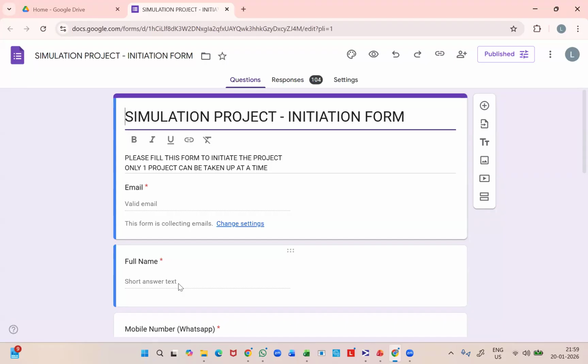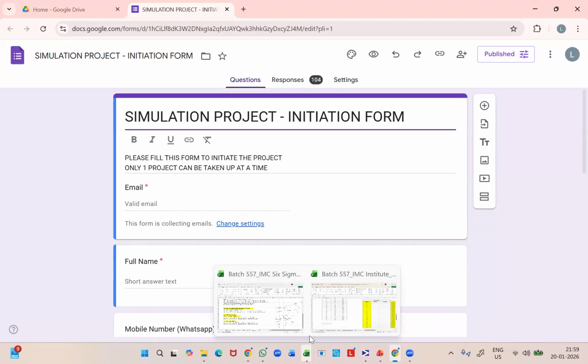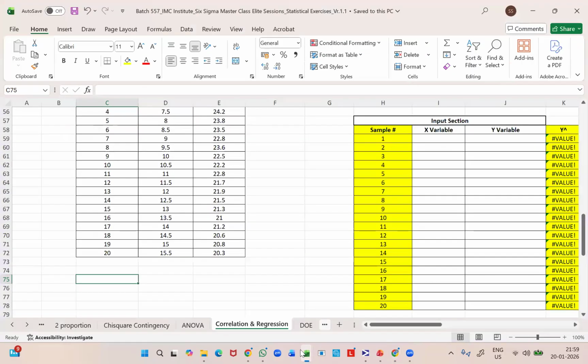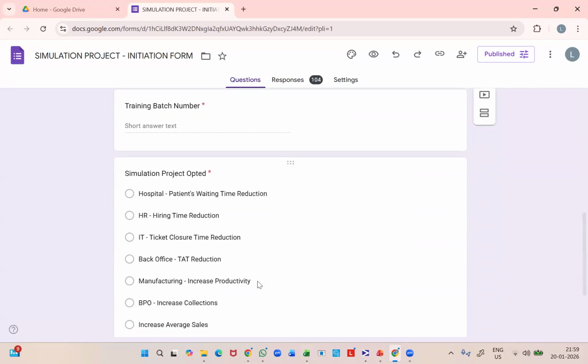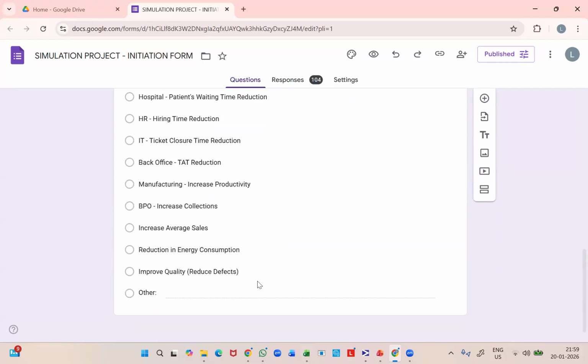Clear? Any doubt? Sir, I have a question. In the project list you have mentioned, improve quality and reduce risk defect. I work in insurance and I take care of quality of claims and underwriting both, right? Can I take this, improve quality? Yeah, you can very well do that.